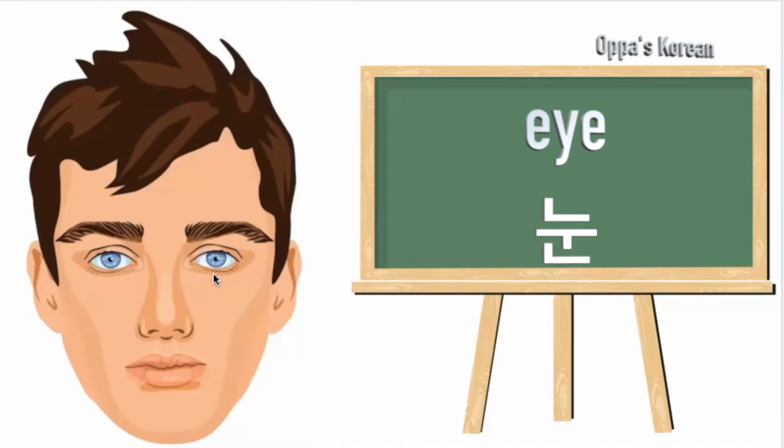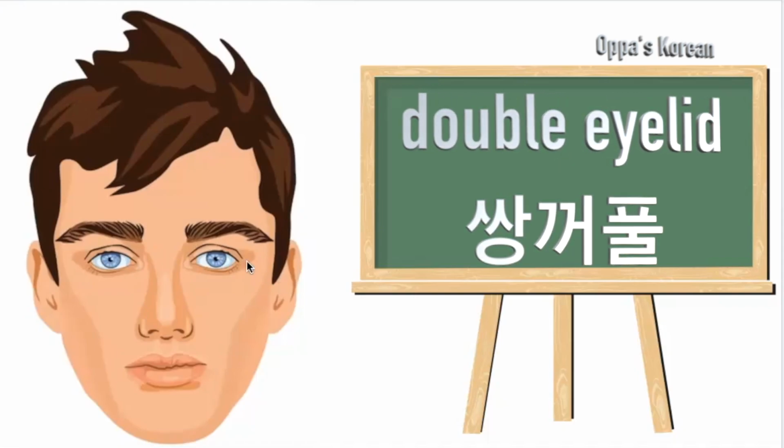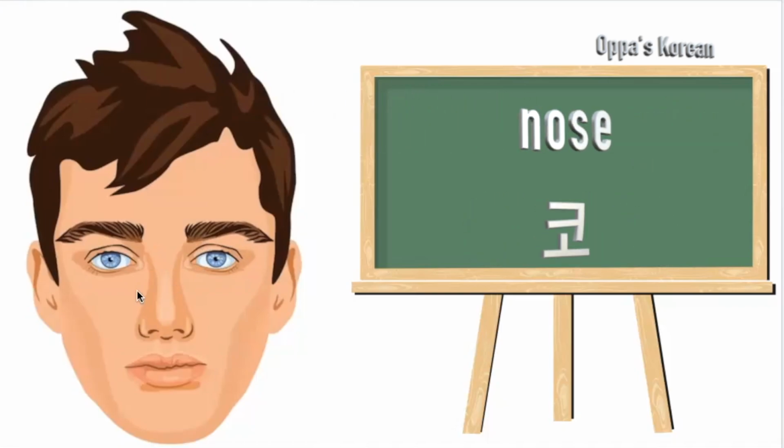This part, eye is 눈. For your information, double eyelid is 쌍꺼풀. This part, nose is 코.